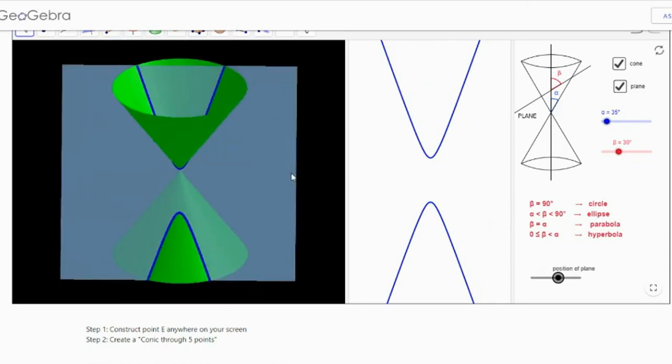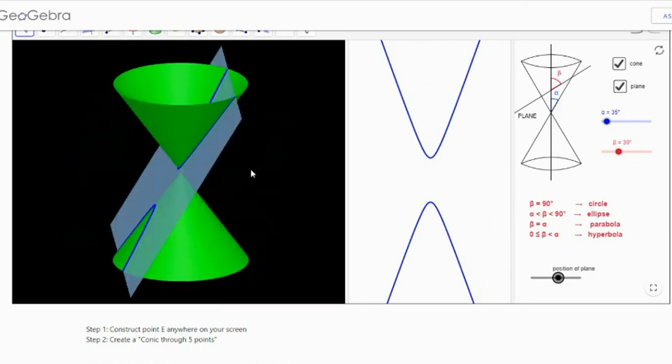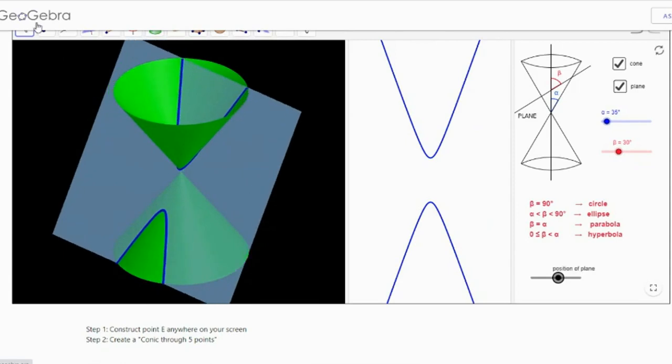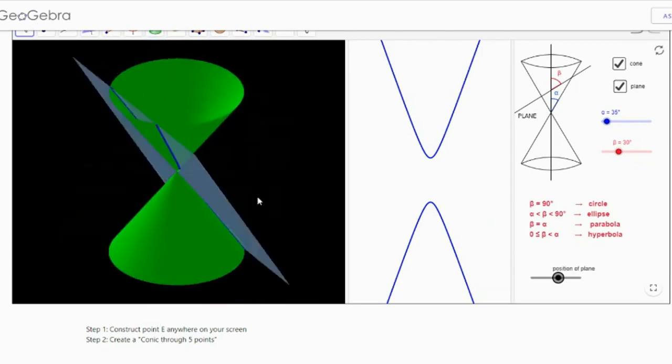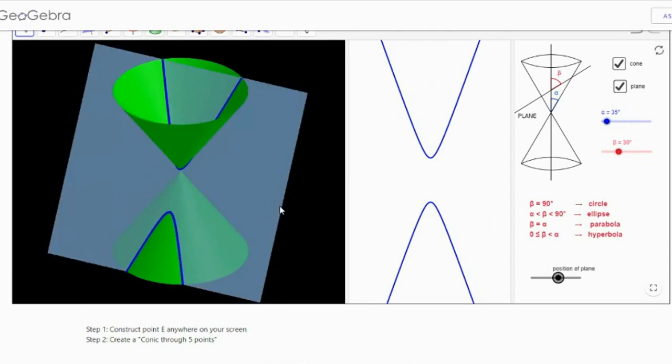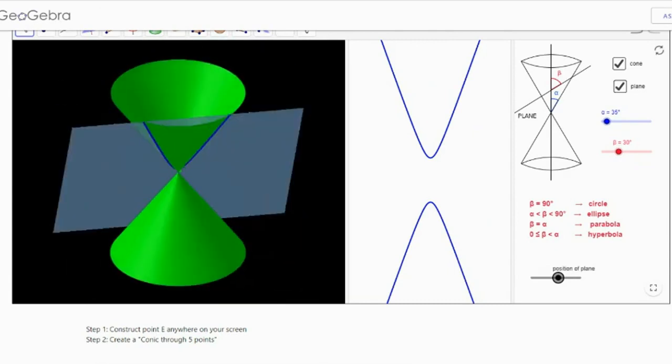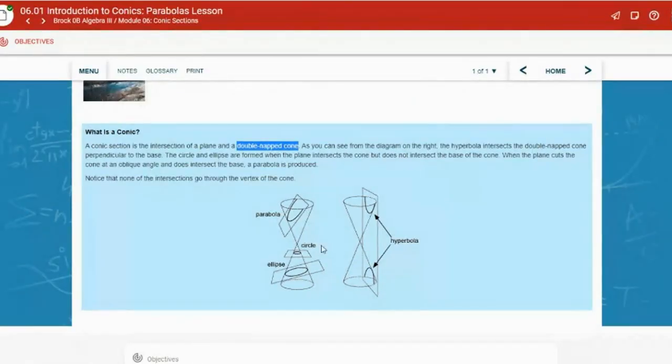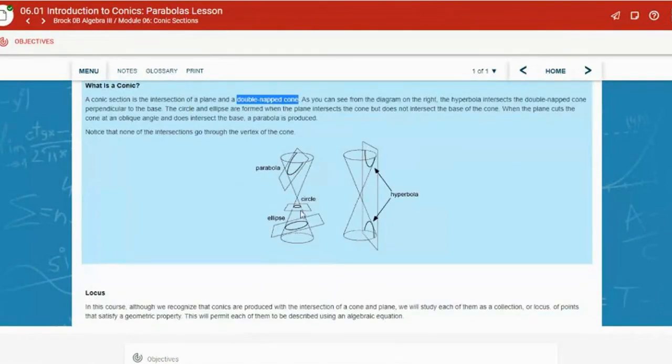So a nice illustration of that GeoGebra provides us. GeoGebra is a good website for these type of illustrations. Yeah, we can spin it. Look at that. Woohoo. Fun stuff. But no, I wanted to show you that. So that's where these shapes come from. This illustration kind of shows it in a different way.